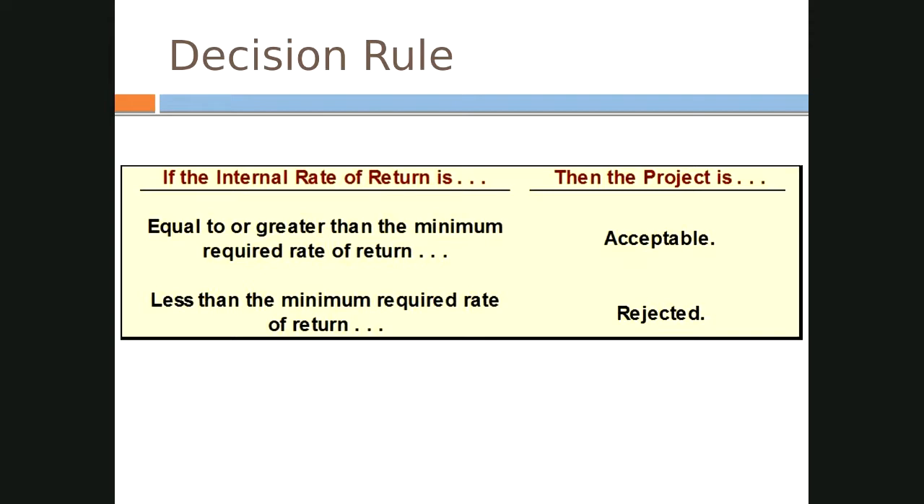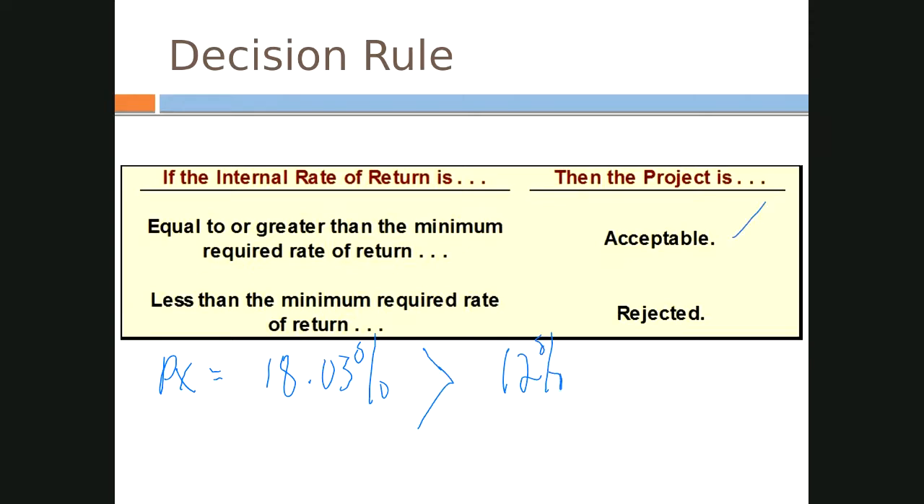Okay, so these are our decision rule if we're going to use the IRR. Kapag yung IRR mo, if the internal rate of return is equal to or greater than the minimum required rate of return, meaning yung cost of capital, accept. Halimbawa, sabi natin kanina, sa Project X natin, yung IRR natin is 18.03%. I-compare mo yan dun sa cost of capital. I think ang cost of capital natin is 12%. So, since mas mataas siya, acceptable yung project.